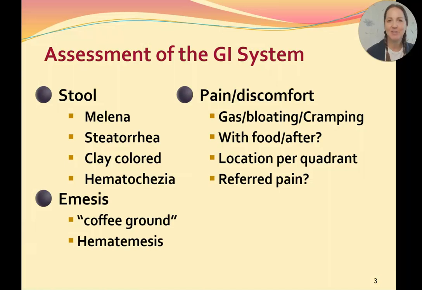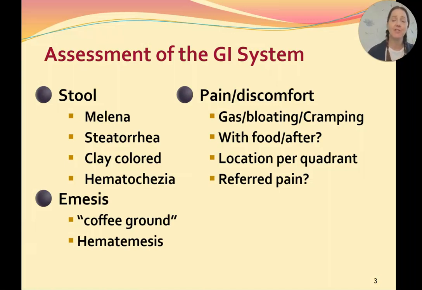With emesis, we talked about that with the upper GI symptoms and signs. Coffee ground emesis is blood that was in the stomach and then got denatured by the hydrochloric acid, and it comes out looking kind of like coffee grounds, very dark. And then, of course, vomiting blood, hematemesis. There it is. I did it.